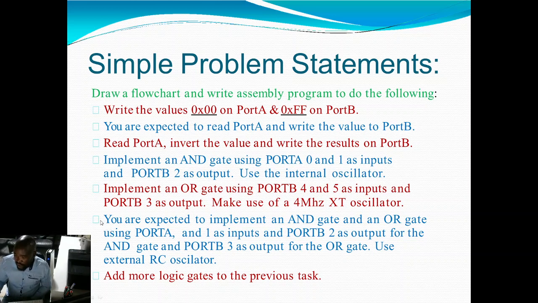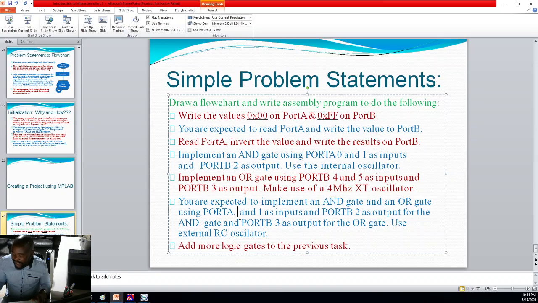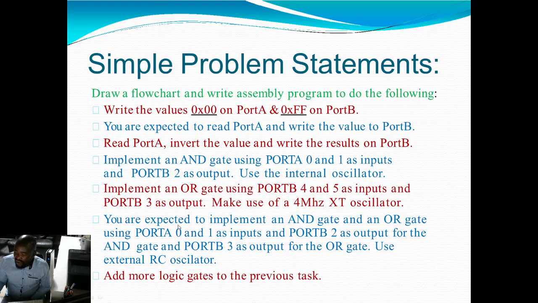Let's go to our last one. Now it will be your duty to add more. I'm just going to show you this one and then you can do many more of those. Now, this one says you are expected to implement an AND gate and an OR gate using port A. I think it's supposed to be saying A0 and A1. Using port A0 and A1 as inputs, and port B2 as an output for the AND gate, and B3 as an output for the OR gate, right? Basically, we are going to implement a two input AND gate and a two input OR gate in the same program, using the same inputs.